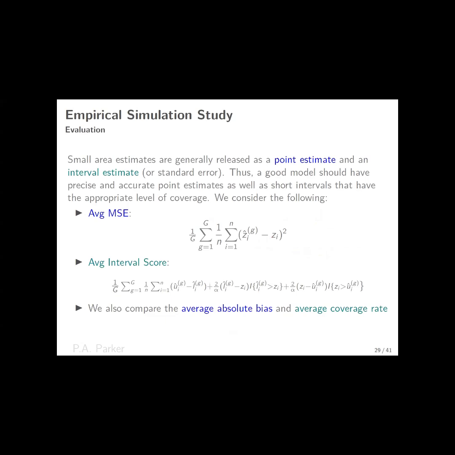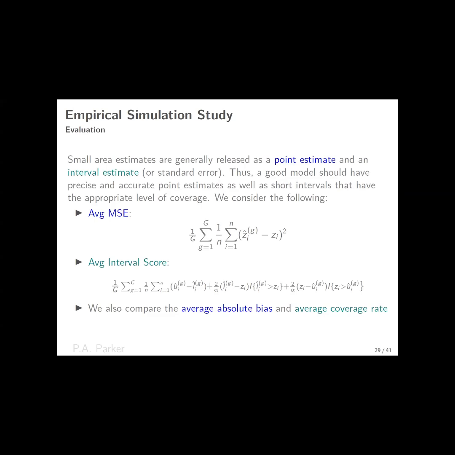Now, when federal agencies release estimates, they typically release a point estimate and either an interval or a standard error. And so when we construct our own estimates, we want to know how good is our point estimate and how good is our interval estimate. We're going to release both of those things. So when we're evaluating our model, we want the model to have precise and accurate point estimates. That's one thing we'd like. And we also want short intervals that have the appropriate level of coverage. So these are the two things we care the most about here.